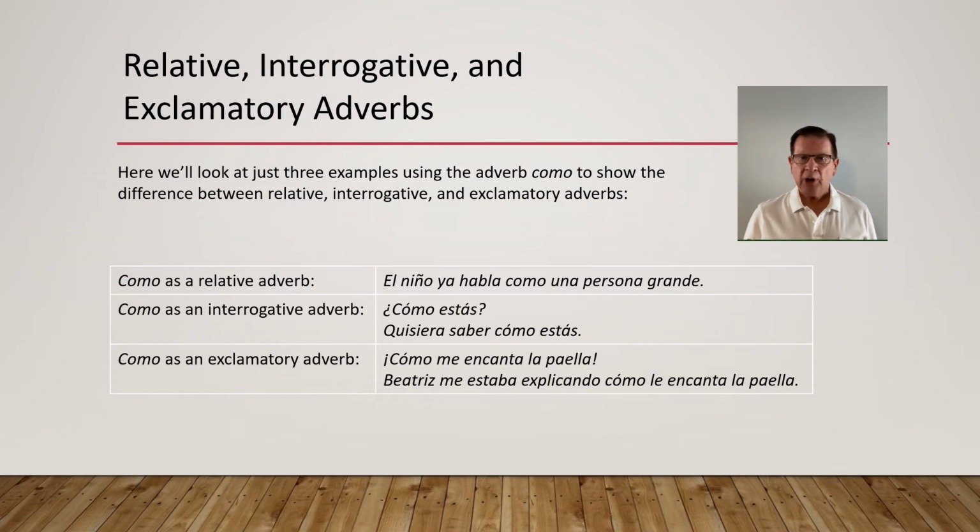Cómo is an interrogative adverb. ¿Cómo estás? This is a question asking how are you. Quisiera saber cómo estás. This is a statement that includes a question even though it is not written inside question marks. Cómo is an exclamatory adverb.